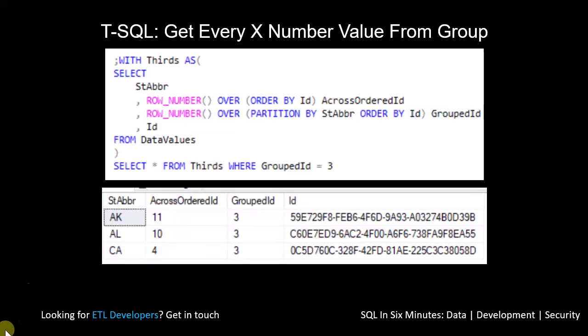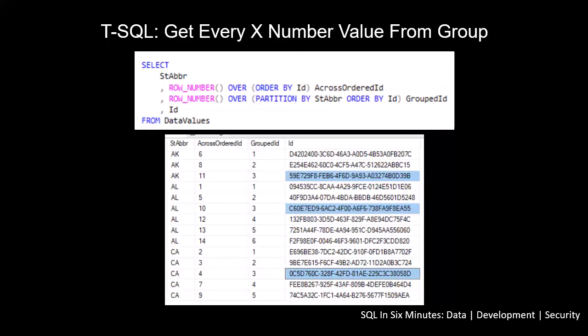So what that does is get every X number value from a group, the group being, of course, the states in this case, but ordered by an ID. Keep in mind, let me give another solution on the fly here: if we just wanted the third row of just a particular state, let's say Alabama, we could do row number over, order it by state, and just do in the where clause where state abbreviation equals Alabama.